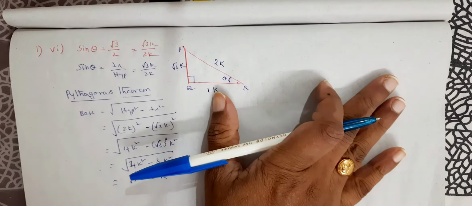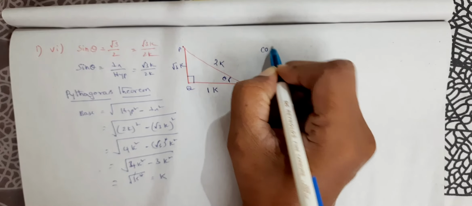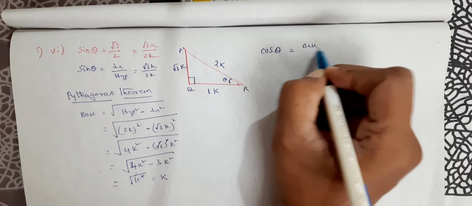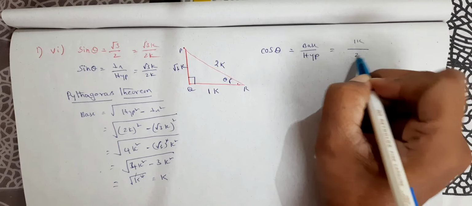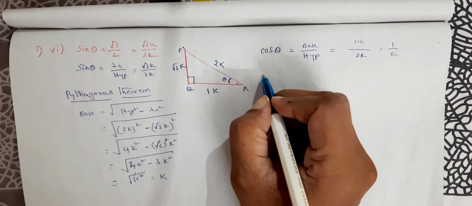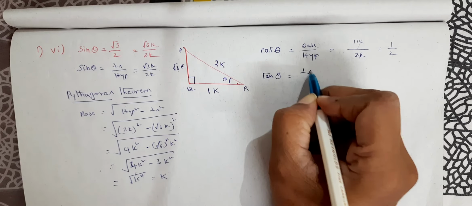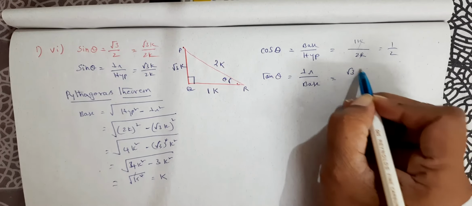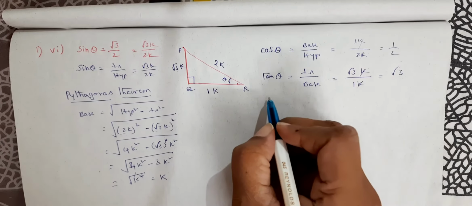Now our job is to write the trigonometric ratios. Cos A or cos theta is equal to base by hypotenuse. So base is 1k by hypotenuse 2k. The k's will get cancelled. You are left with 1 by 2. Now tan theta is equal to perpendicular by base. What is perpendicular? Root 3 times k by 1k. The k's will get cancelled, so that is root 3.